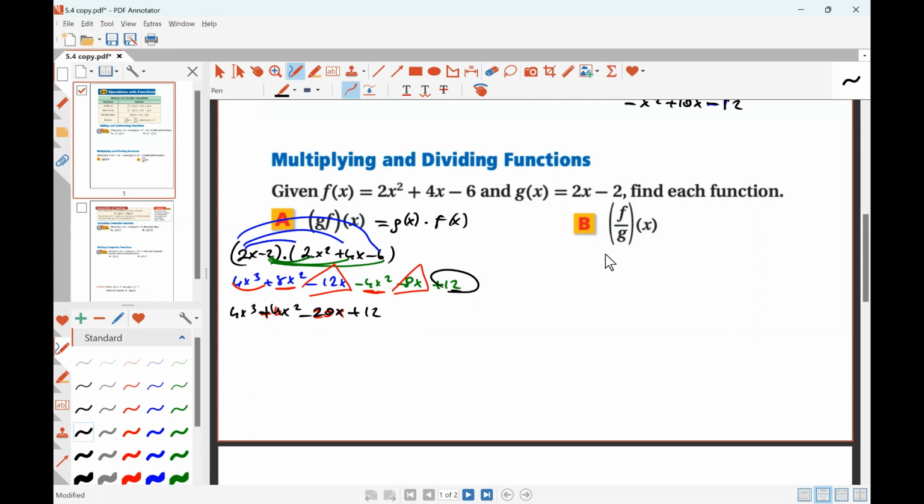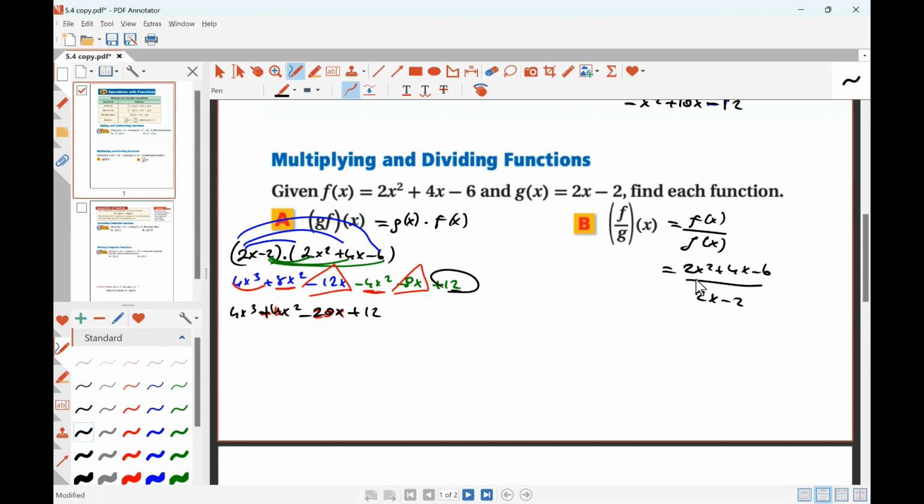What about division? The second part is about division. Let's do the division. f over g of x means f of x divided by g of x. So take f of x, which is 2x squared plus 4x minus 6, divided by g of x, which is 2x minus 2. So here, I need to simplify. How do I simplify them? I have a trinomial here, I have a binomial here. So the only way of doing simplification here is doing the factorization.